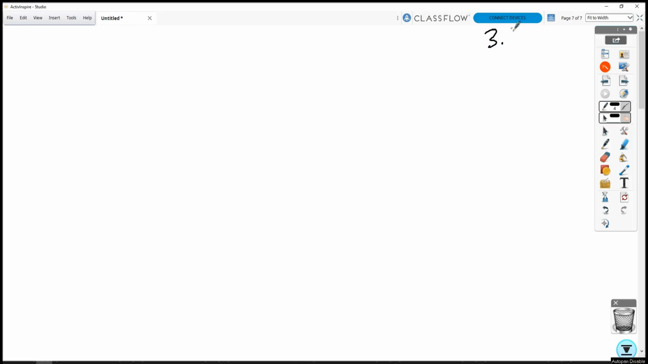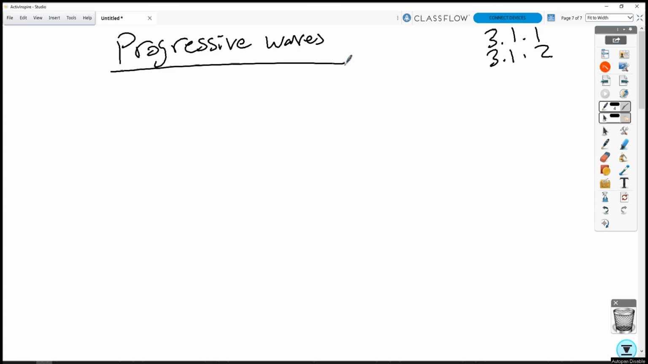So this is 3.1.1 and also 3.1.2. We're doing progressive waves today. So we're going to explore two types of waves first. We're going to look at transverse waves plotted on two types of axes. And we're also going to look at longitudinal waves and then discuss their properties.